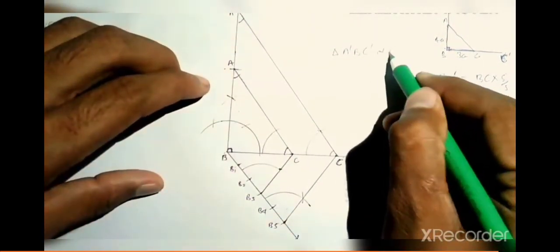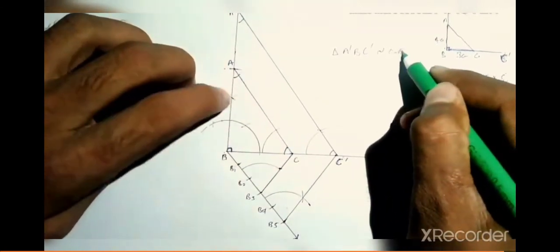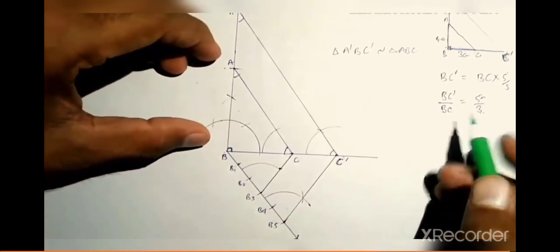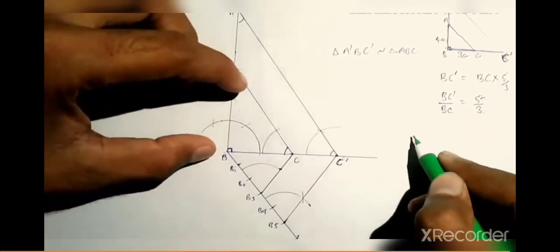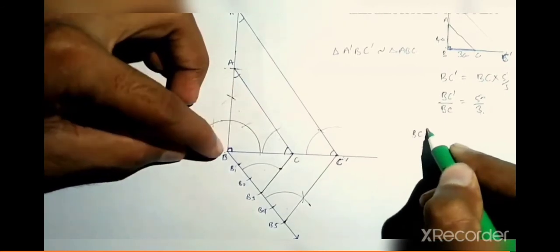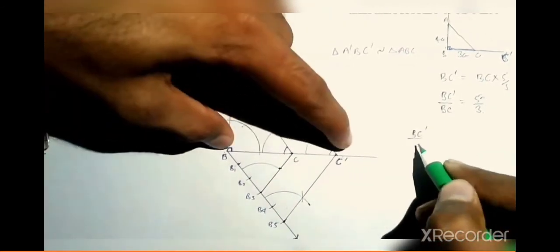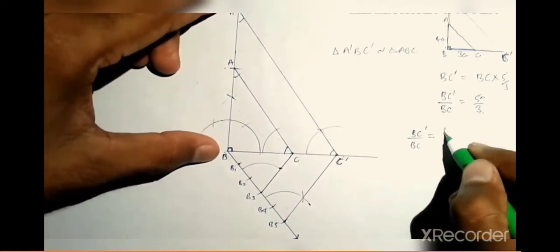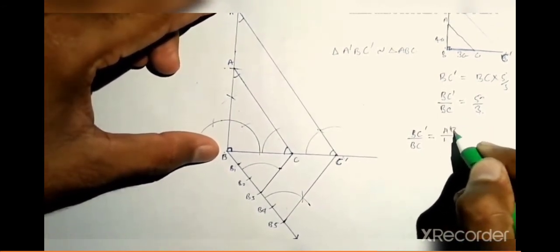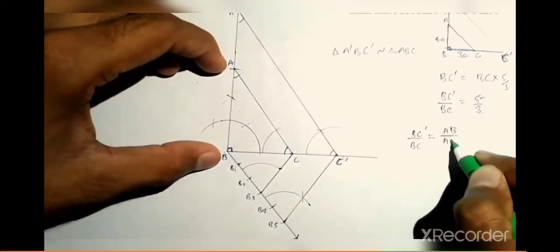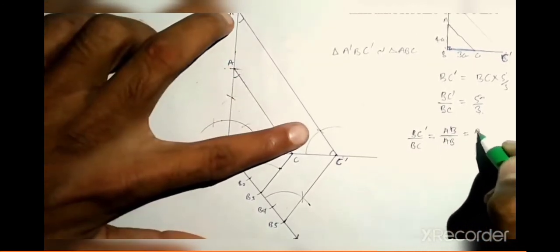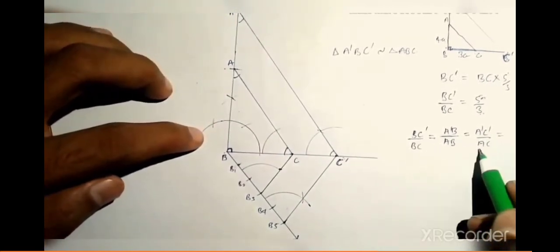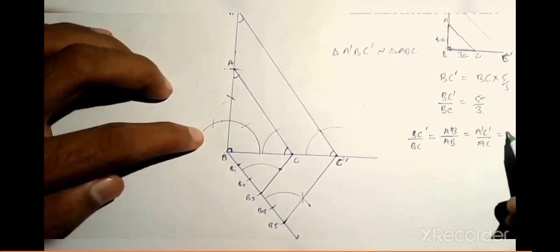Triangle A dash B C dash will be similar to triangle ABC. Now let us see the verification, to check whether it is correct or not. So BC dash by BC will be equal to A dash B by AB, which will be equal to A dash C dash by AC, all will be 5 parts over 3 parts, that is 5 by 3.